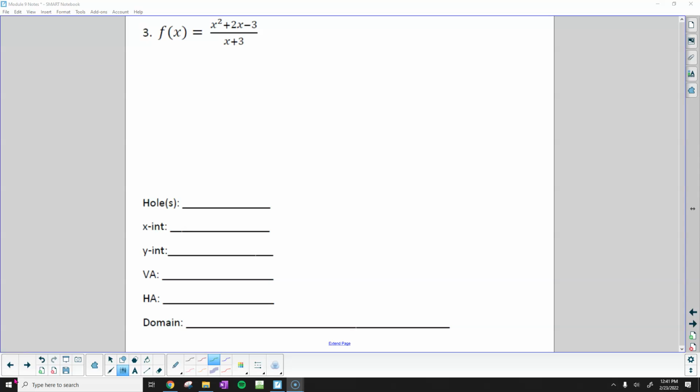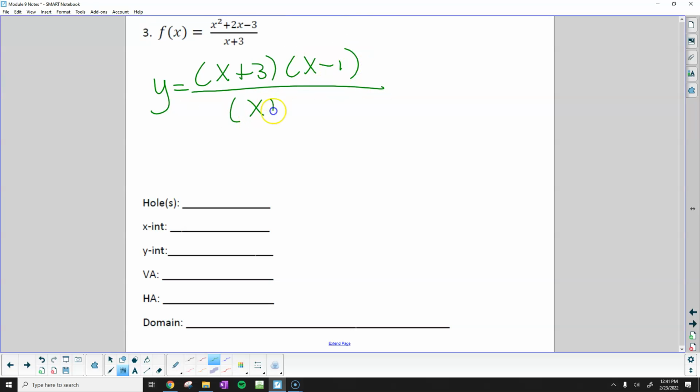Okay, the last one we're talking about today is this one right here. So we got to factor the top. That's going to be x plus 3 and then x minus 1. The bottom is already factored, so I'm just going to recopy it. So after we factor it, we figure out if there's a hole. Y'all, there's a hole here. What is the y coordinate for the hole? Negative 3. Because negative 3 would make that not work.